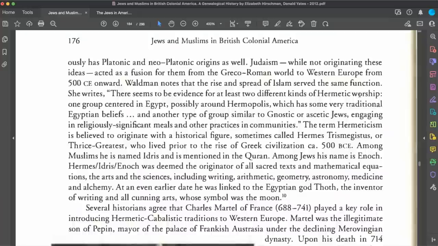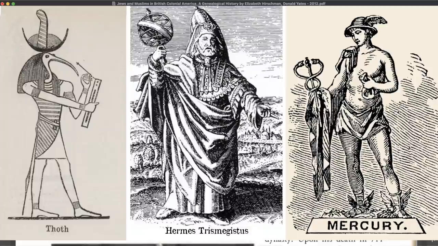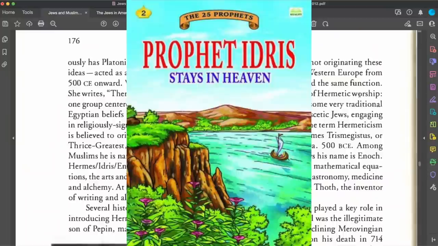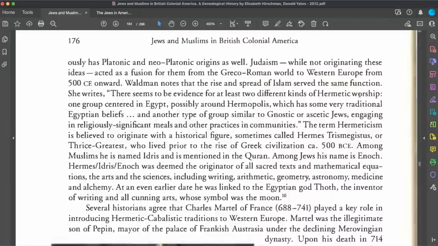One group centered in Egypt, possibly around Hermopolis, which has some very traditional Egyptian beliefs. And another type of group similar to Gnostic or ascetic Jews, engaging in religiously significant meals and other practices in communities. The term hermetism is believed to originate with a historical figure sometimes called Hermes Trismegistus, who lived prior to the rise of Greek civilization, 500 BC. Among Muslims, he is named Idris and is mentioned in the Quran. All right, it is Idris. Check this out. I did a great presentation on this when I did my thought videos. So if you haven't watched those, go ahead and check this out. It's basically what they're talking about right now. All right, among Jews, his name is Enoch.